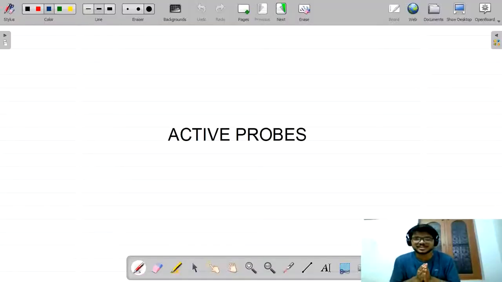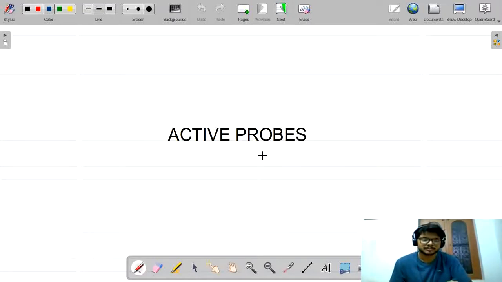Guys, today we are going to discuss active probes. As there are passive probes, why do we need to prefer active probes? This is the first question that arises while discussing active probes. Why do we need to study active probes? Because there is a problem with passive probes.